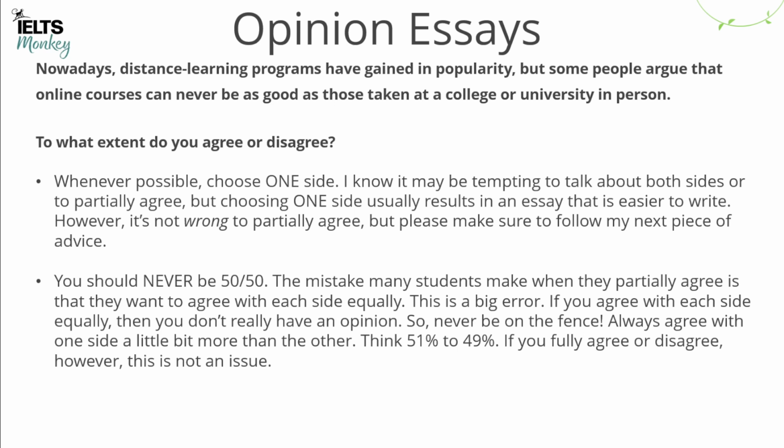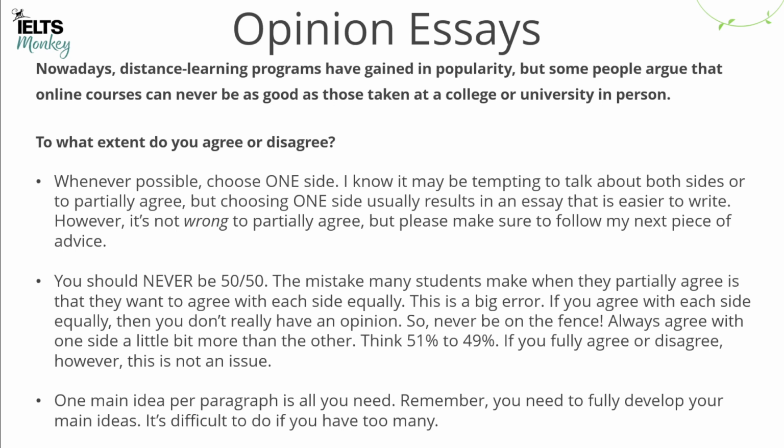So if you're going to partially agree, I need you to think in terms of 51-49%. 51% at least for one side, so one side is stronger. We'll talk more about this when we talk about thesis statements, but remember, you cannot be 50-50, you cannot agree and disagree equally. That's not actually an opinion. And then remember, one main idea per paragraph is all you need. It's all good. Just remember to fully develop these main ideas. If you have too many of them, again, you risk getting a lower score on task achievement because you're not able to fully develop any one main idea, and this is really important.